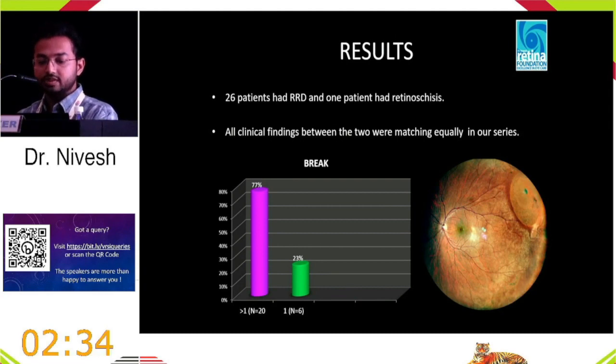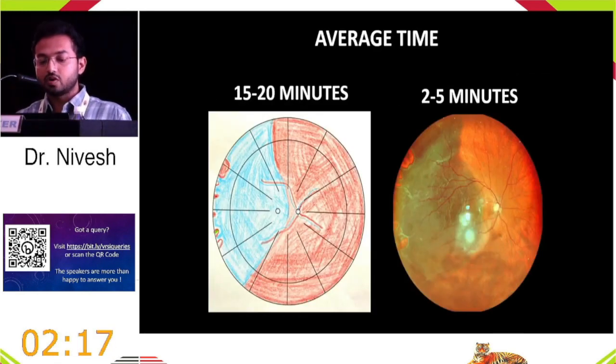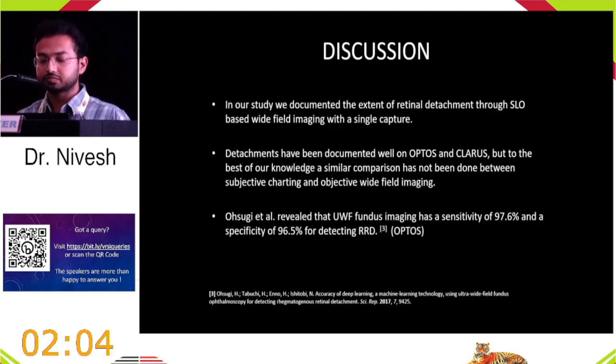We found that 26 patients had rhegmatogenous retinal detachment and one patient had retinoschisis. All clinical findings between the two were matching equally in our series. More than one break was found in 77% of cases. We also found that the average time taken for fundus charting was 15 to 20 minutes, but with wide field photography, it takes only 2 to 5 minutes.